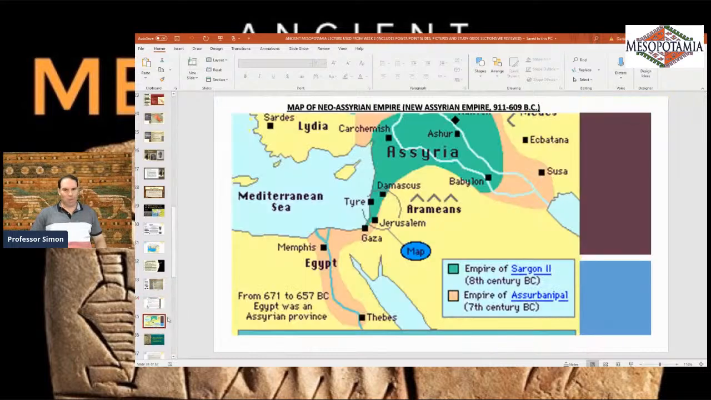Here's a map showing you the Assyrian Empire, the Neo one anyway, and you can see that it would expand over time. Originally, it was in Iraq and Syria predominantly, and then over time it would eventually expand to include part of Turkey, southern Iraq, Israel, and Egypt.